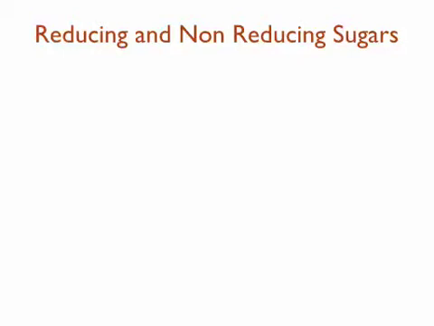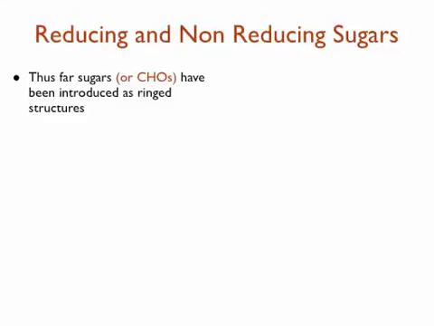Now that sounds complex to start with, but it is very straightforward, and it's related to the introductory work you did in Year 11 on redox reactions. Let's take a look. So thus far, sugars or carbohydrates have been introduced as ringed structures. In other words, their structural formula is best represented by a ring. Now this is only a half-truth.